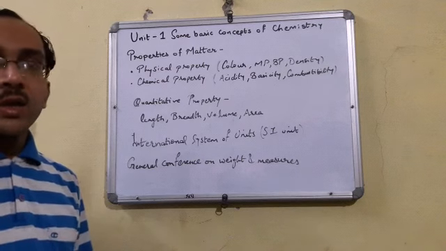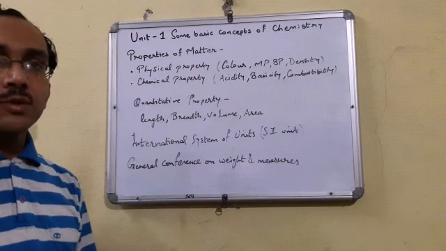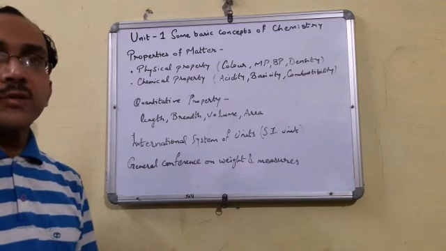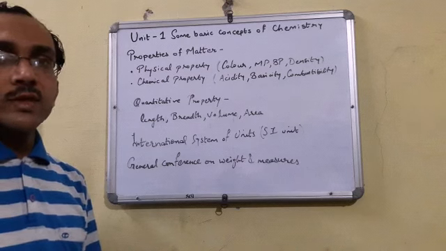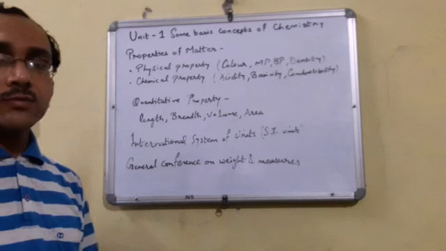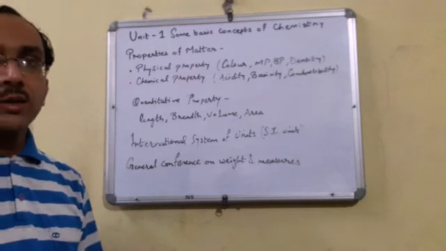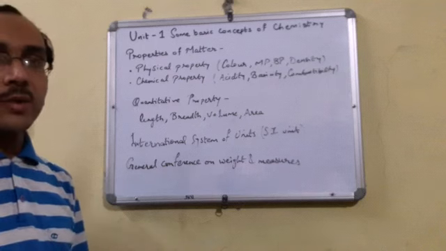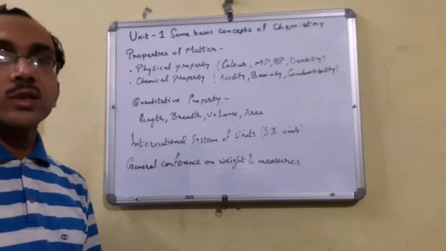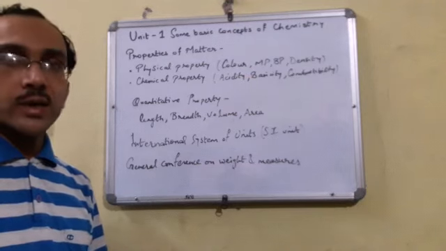For example, color. If we see a pencil box, we can easily say that this pencil box is of red color. If we take any substance, we can say its melting point is this, its boiling point is this. When we put it in water, we say it sinks, that means its density is more than water. These are properties which we can see without changing the identity of that substance: its color, melting point, boiling point, density.